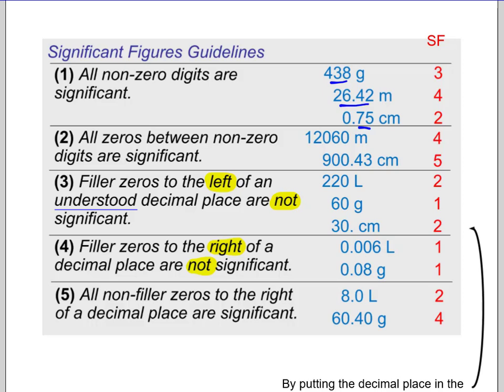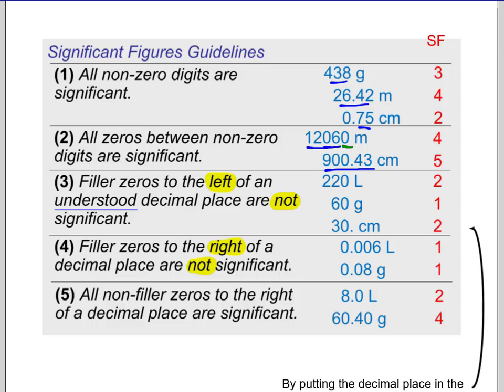All zeros between non-zero digits are significant. So anytime these zeros in here are trapped, then they're significant. You'll notice though that this one here is not trapped, so the significant digits are these 4. Down on the next line you have 2 zeros trapped within, and if you count up all of those digits you have 5 significant digits.